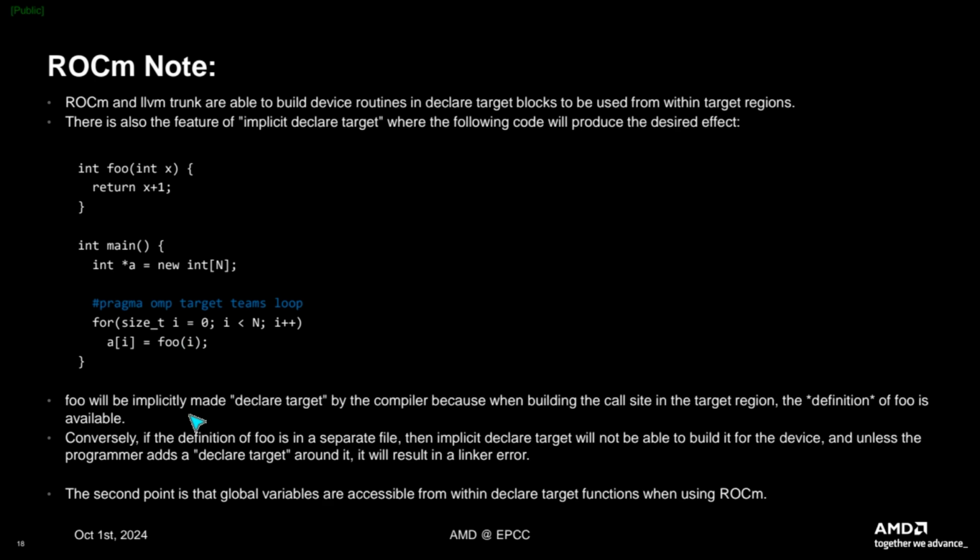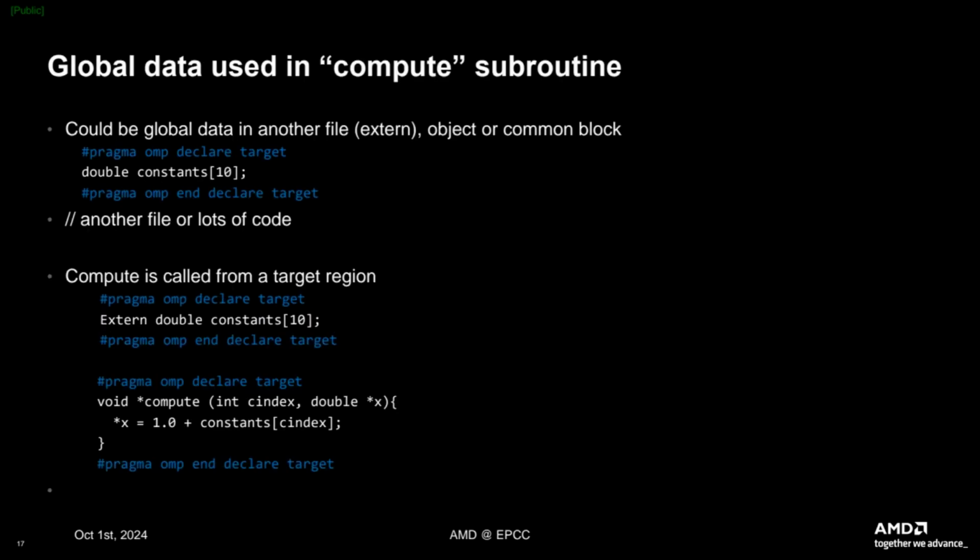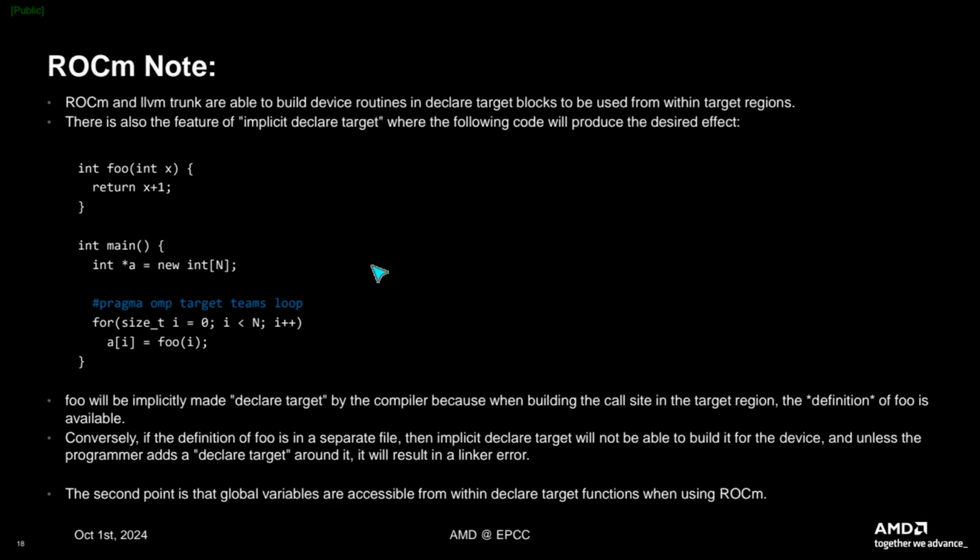But really what we care about is the definition of foo when it's in a separate file, which is what we have most of the time. So we would need these OMP declare targets and end targets around this function definition if it was to be in a separate file. Otherwise, we would get a linker error.